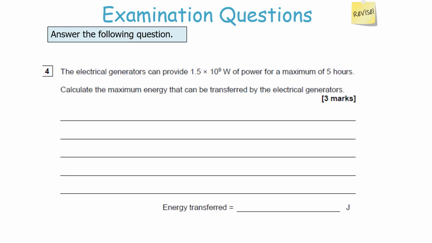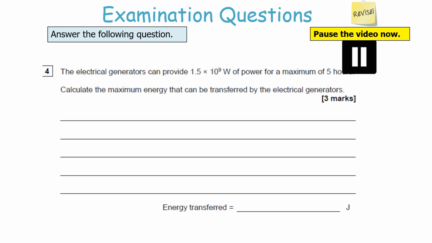per meter. The next question says, electrical generators can provide 1.5 times 10 to the 9 watts of power for a maximum of 5 hours. Calculate the maximum energy that can be transferred by the electrical generators. So pause the video now, then unpause the video when you want to go through your answer.